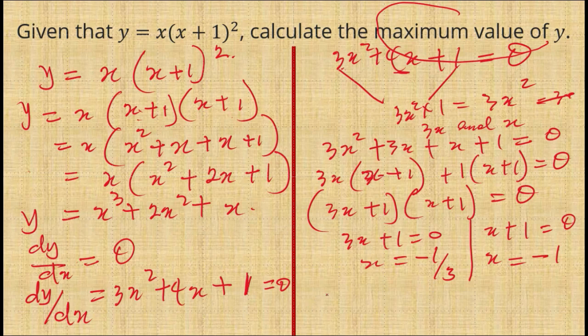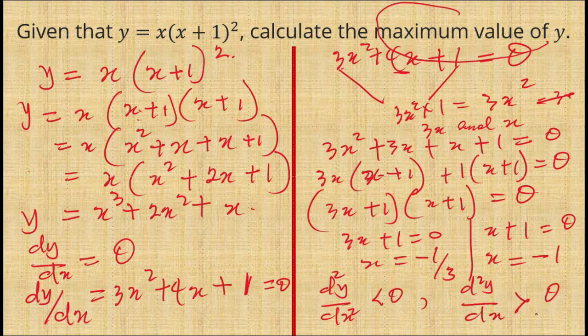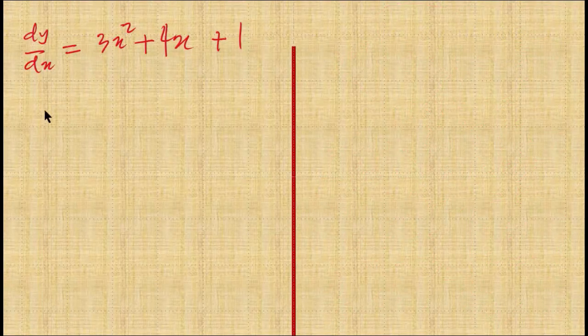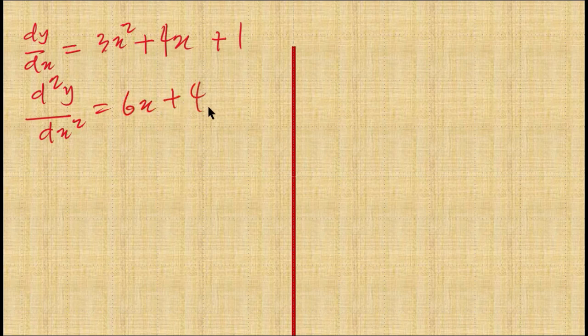To check for the maximum point, I'll be checking for the point where d squared y over dx squared is less than 0. And for a minimum point, we'll be checking for the point where d squared y over dx squared is greater than 0. So to test those points, let me create more space. We already have that dy/dx equals 3x squared plus 4x plus 1, so my second derivative will now be 6x plus 4.